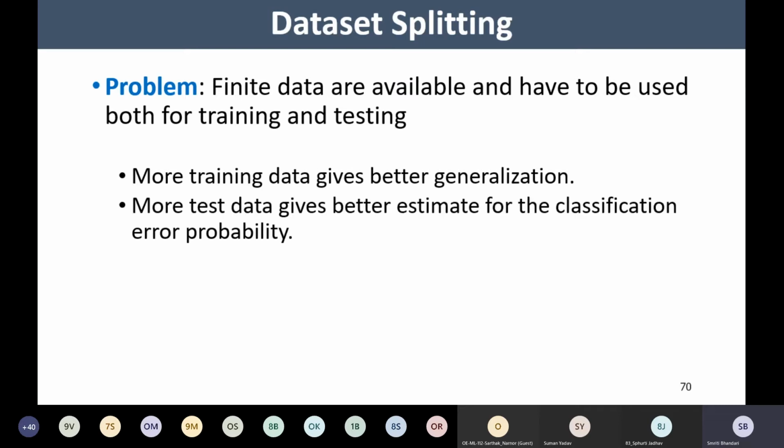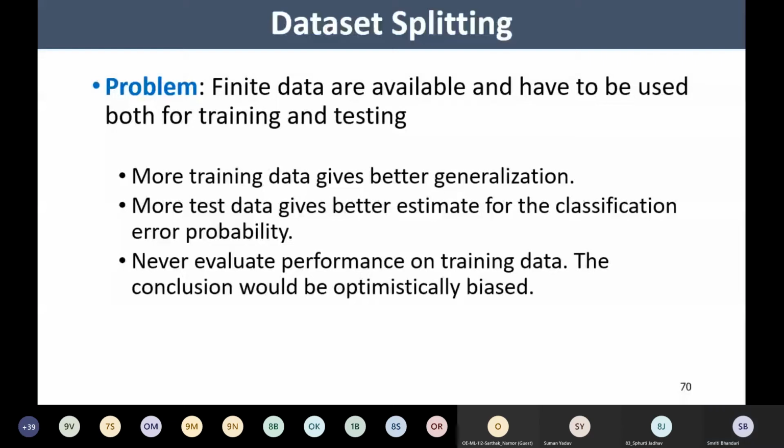Okay. Now, what next? If I have more test data, then it will help me to better estimate the error probability. I'll repeat. If I have more test data, then it would be better for me to estimate the probable errors, right?